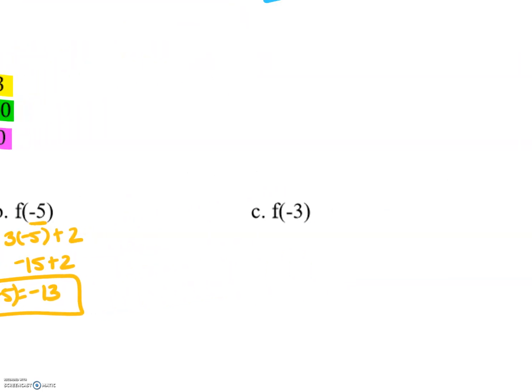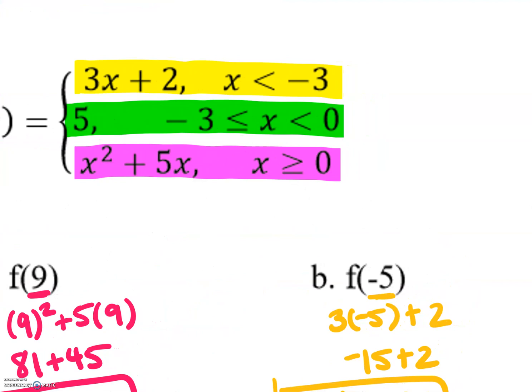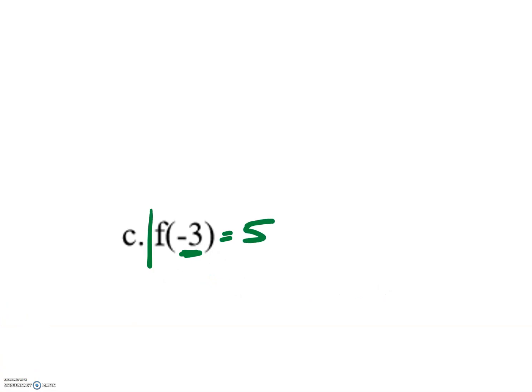Now the last one says f of negative 3. So where's negative 3 going to fall? If I come over here, see how it says it can equal negative 3 in this middle function. So that means I'm going to plug into the middle function, but is there anywhere to plug in? Is there an x? No. This is what we call a constant function. So that means my answer is always going to be 5. So f of negative 3, there's no place to substitute, so that is my answer. f of negative 3 equals 5.